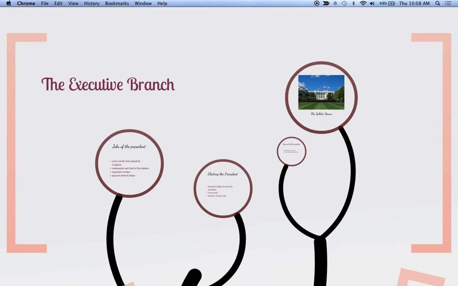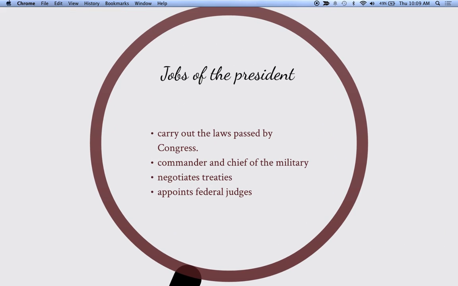All right, the second branch is what's known as the executive branch. If you don't know about the executive branch, basically this is the president. This is the job of the president. When we refer to the executive branch, we're referring to the president of the United States and the people that work for him ultimately. So let's take a look at some of the jobs of the president.